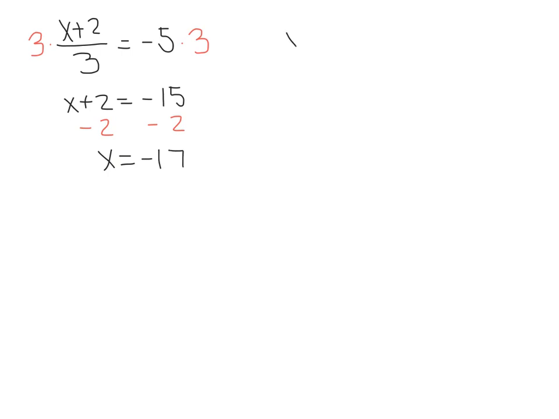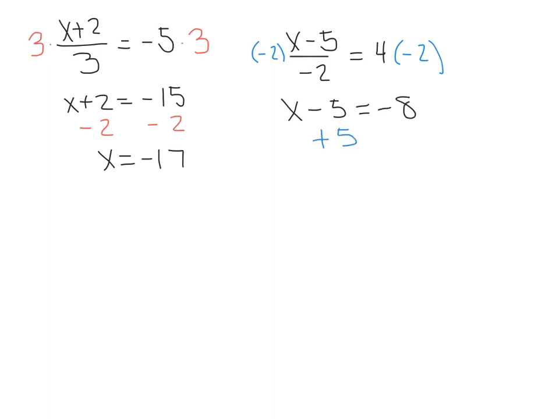One last one like this. So we have x minus 5, all divided by -2, is equal to 4. I want to clear out our denominator, so I'm going to multiply both sides by -2. If I do that, I'm going to be left with x minus 5 is equal to -8. I'm going to add 5 to both sides. I'm going to get x is equal to -3.